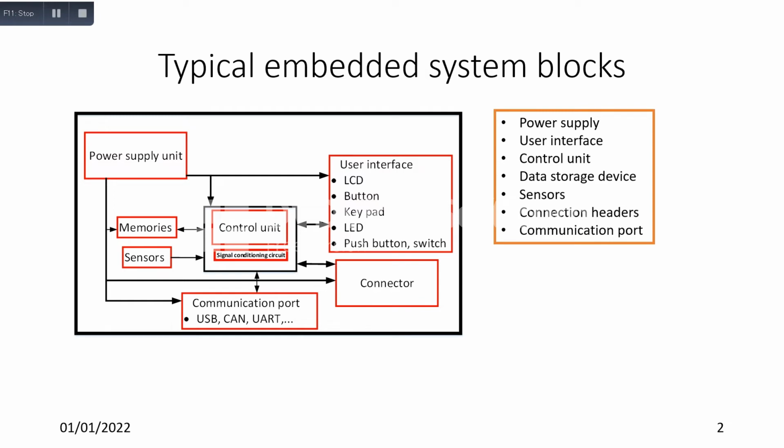Connector. Connectors are a junction which enables the embedded system to send or receive signals from or to another embedded system. Communication port. This unit enables the embedded system to communicate with another embedded system. Communication port can be CAN, UART, USB, etc.